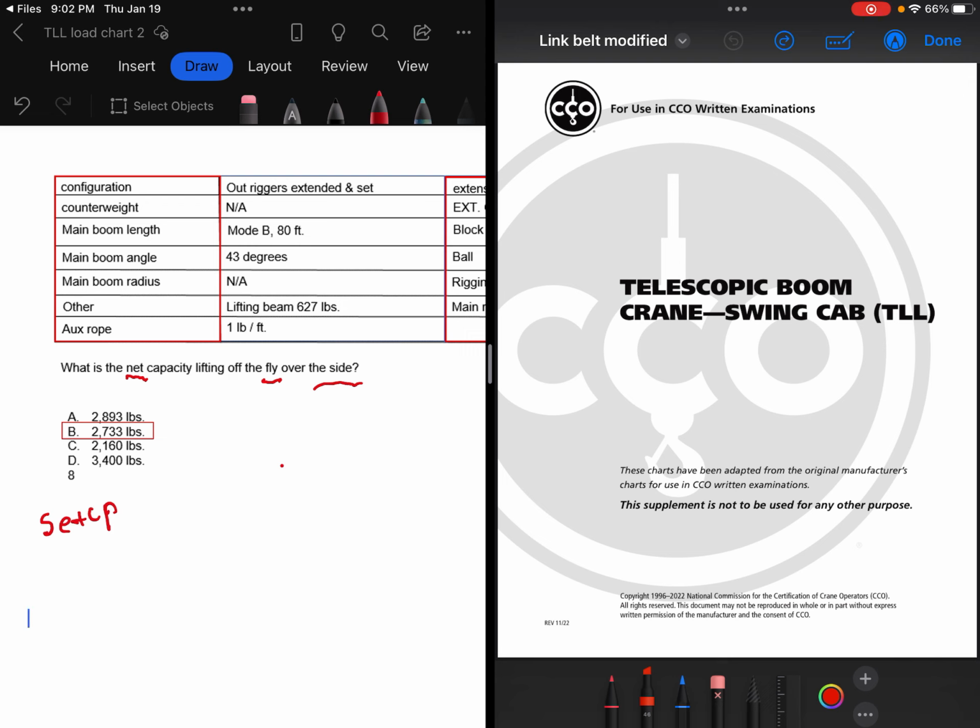What is it asking? Net capacity. Net capacity lifting from the fly. Put this in our little box over here.